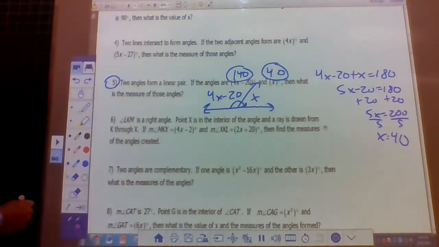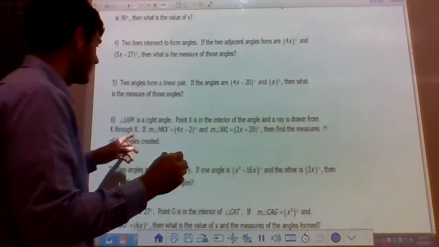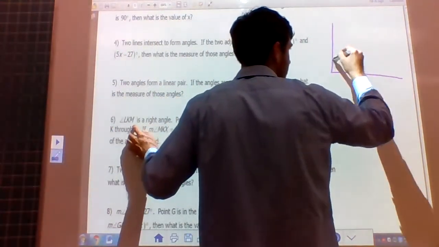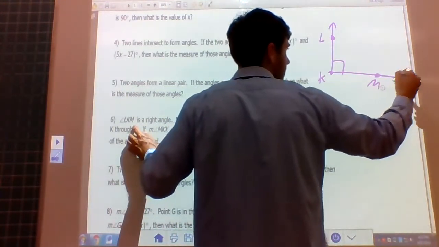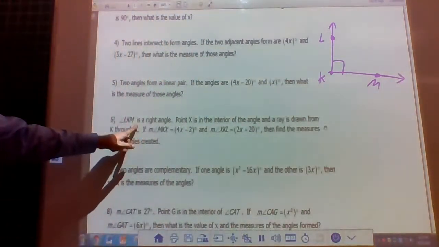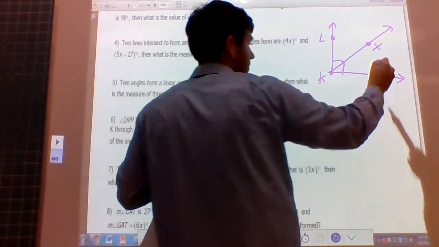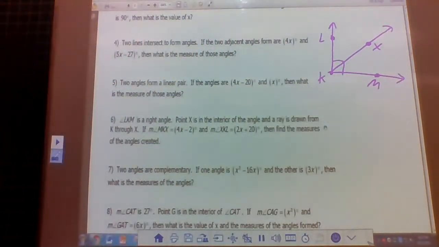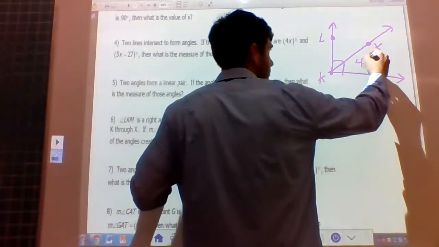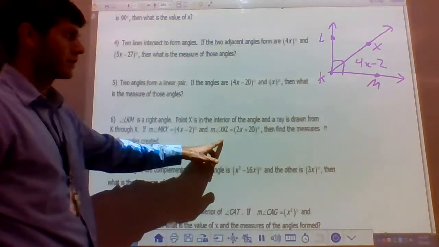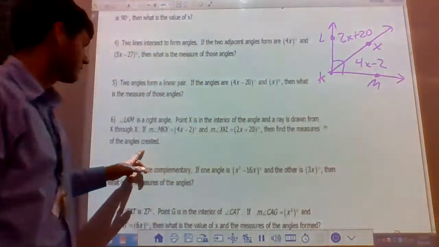So number 6 here, we have a right angle. Let's draw it out. So we have angle LKM is a right angle. So here is L, K, and M. Point X is in the interior. If the measure of angle MKX is 4x minus 2, and the measure of angle XKL is 2x plus 20, then find the measure of the angles that were created.